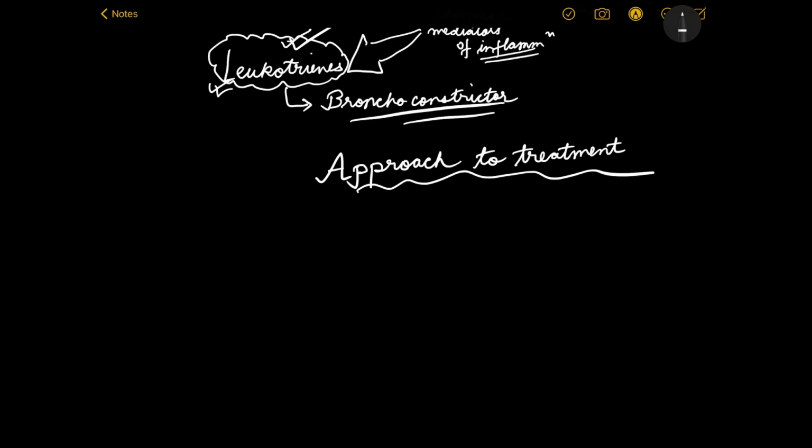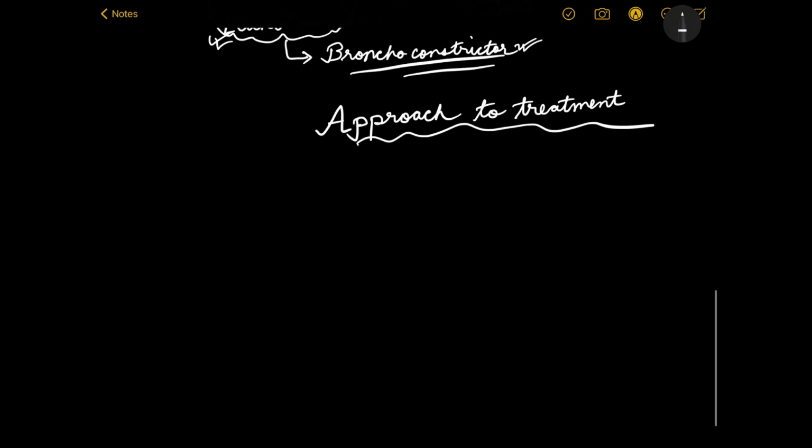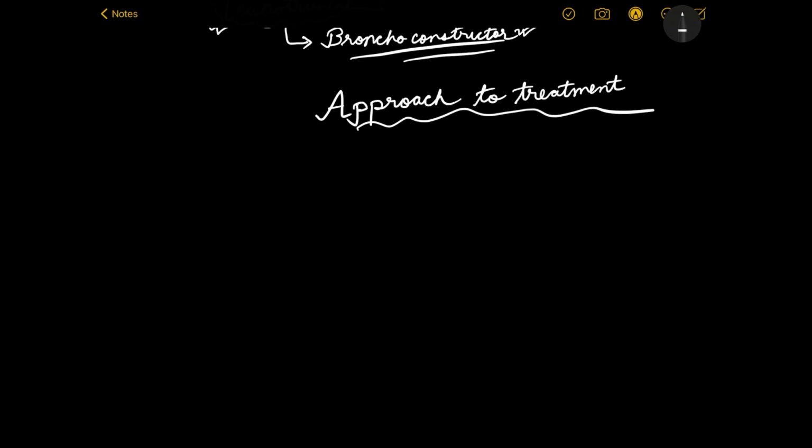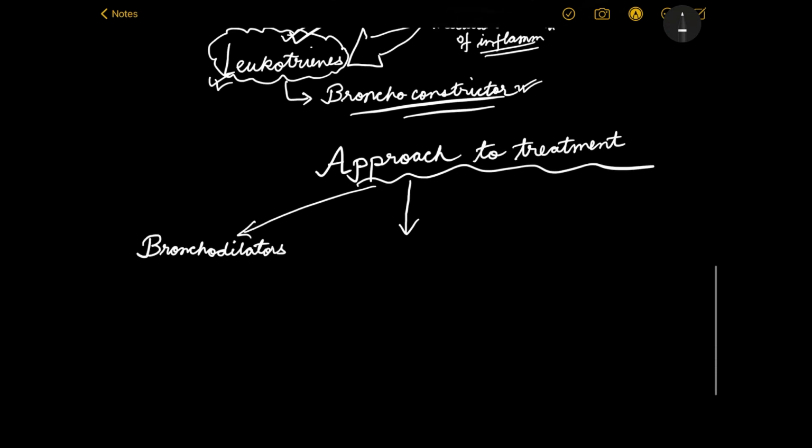So approach to treatment, if I am to do this, see, we said that bronchoconstriction is the major thing that asthma is presenting itself with. So if we use drugs which can bronchodilate, that can be a treatment way. So either we use bronchodilators, or we use drugs which can antagonize leukotrienes.